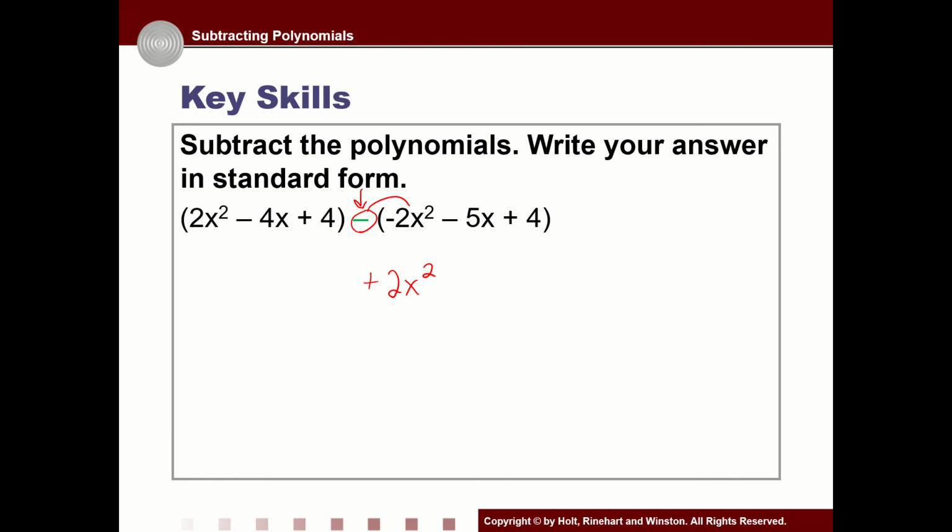Okay, so positive 2x squared, then negative 1 times negative 5x is positive 5x. Negative 1 times positive 4 becomes negative 4. Again, it's just changing the signs of each of these. Negative became positive, negative became positive, positive became negative. Once I do that, I can bring down my first polynomial group.